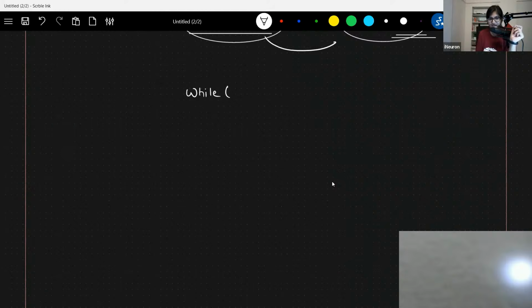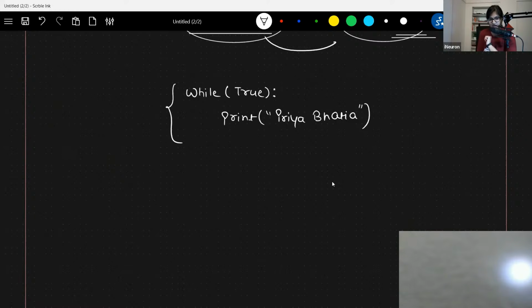While suppose there is some condition, where I am saying that the condition will be true. And inside that, I am printing some statement. Suppose I am printing my name. My name is Priya Bhatia. Right? So this is a code which I have written. Okay? This is a code which is written in maybe Python or any programming language. Perfectly fine.